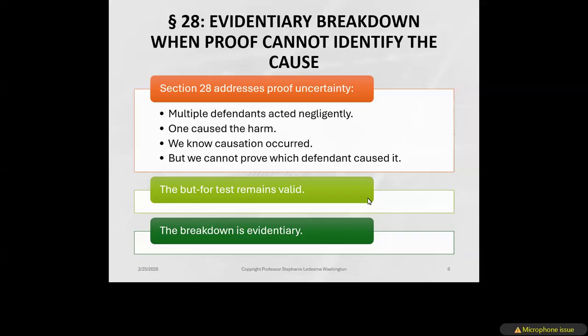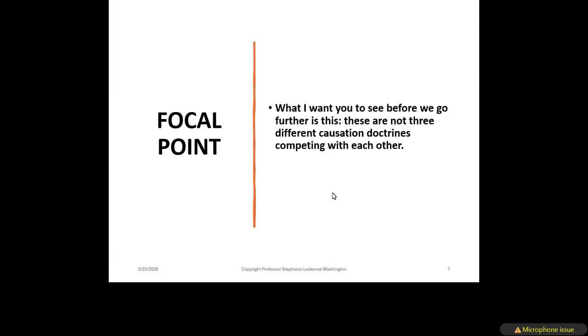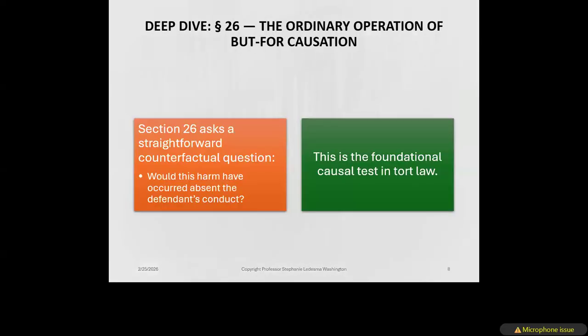Now, for review, we're going to go just a little bit deeper. And the reason we're going to go a little bit deeper is because I want you to see, before we go any further, that these are not 3 different doctrines. I really want you to see that they're all just versions of the but for test. And so, with your grace, I'm going to go deeper on section 26, 27, and 28. So let's look at 26. 26 is the ordinary operation of the but for causation test. Section 26.